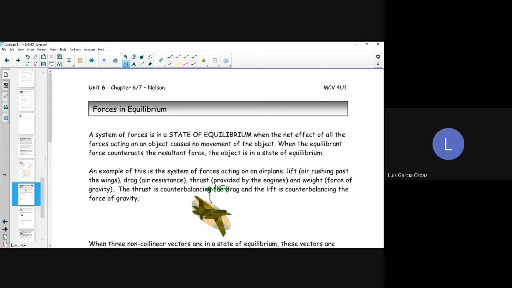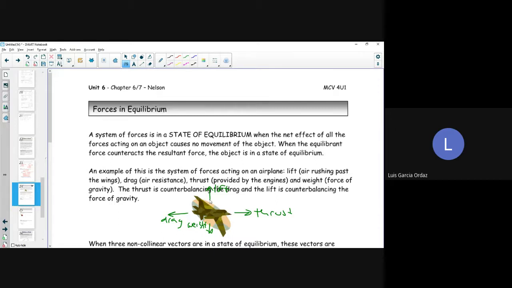We have the drag, which is air resistance. So if the plane's traveling that way, this is my drag. Then we have the thrust, which is the acceleration, going this way. So that's my thrust. And we have weight, which is the thing that's holding me down, which is the force of gravity. The thrust is counterbalancing the drag, and the lift is counterbalancing the force of gravity, because they are all going in opposite directions.